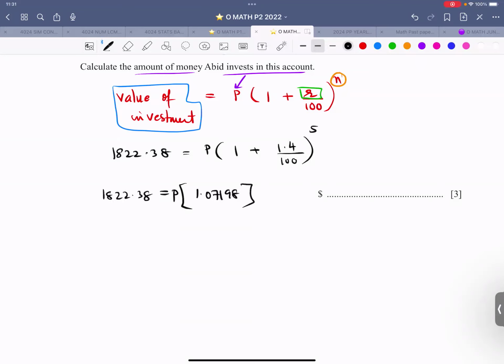1822.38. So I'm looking for the reciprocal button, hold for a second. So this is 1822.38 divided by 1.07198, and this comes out to be 1700.01306, but I'll write P as 1700 because this is given correct to 3 significant figures. So this question is done.